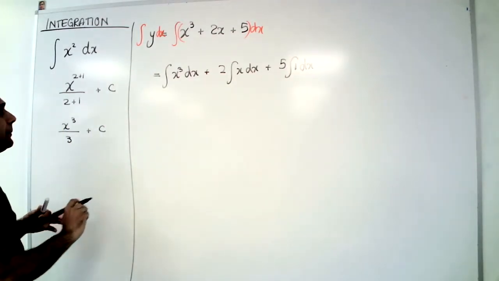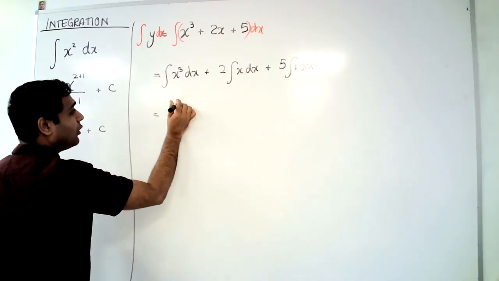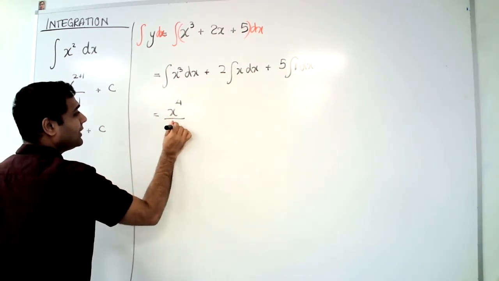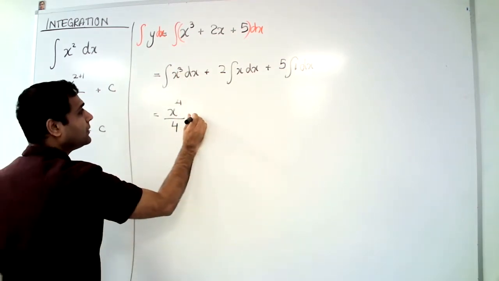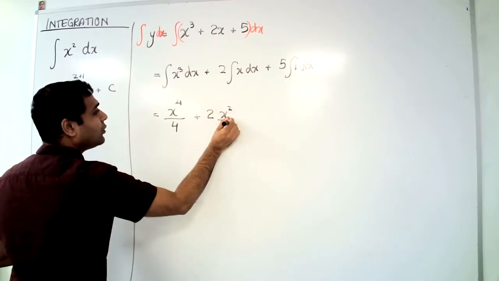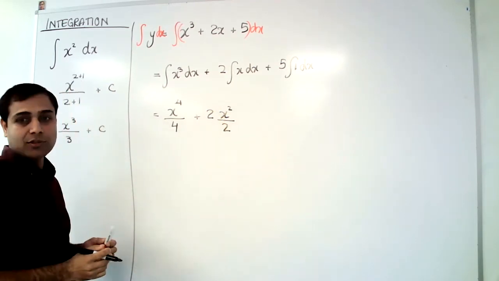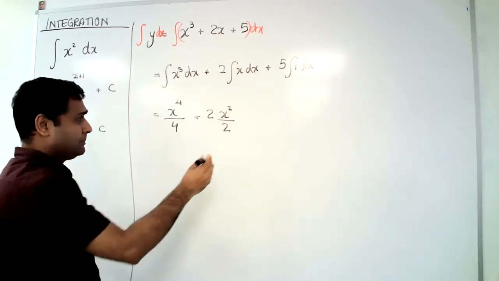So this thing will become x to the 4 over 4. You know where the 4 comes from, 3 plus 1. That's 4. So x to the 4 over 4 plus 2, then x squared over 2. X squared because the power is 1, so 1 plus 1 over 2.